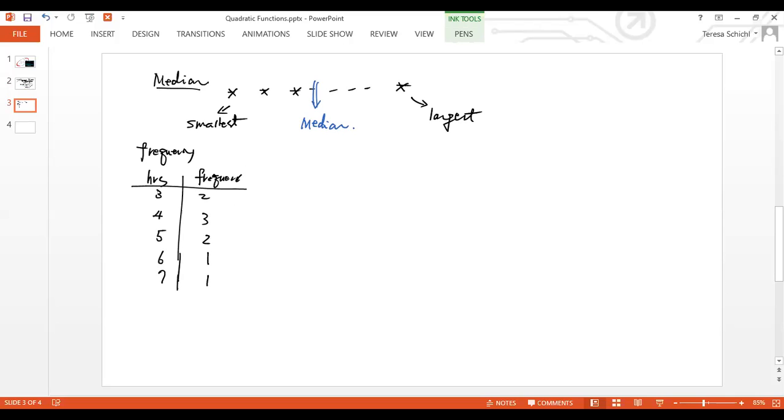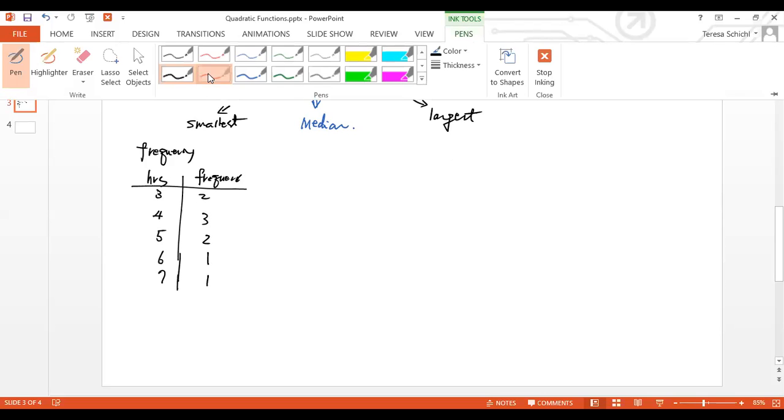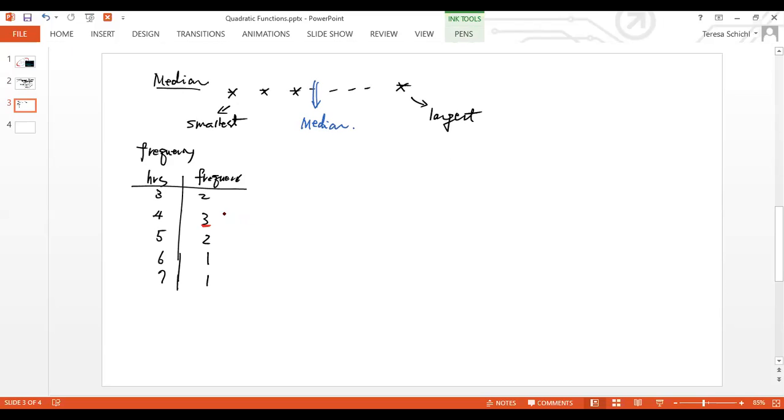So they say, hey, what is the median? Here that means they already ranked it. So you count the total: 1, 2, 3, 4, 5, 6, 7, 8, 9. So you have 9 numbers here. So where is your median going to happen? The fifth one, right? So that's why your median here is equal to 4.